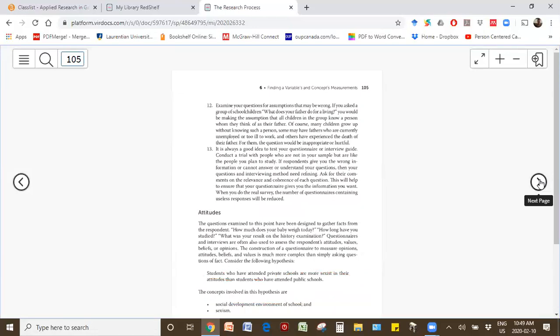Always, always examine your questions. You may have assumptions that you start with when you set out a questionnaire. You may have a bunch of school children that you ask, what does your father do for a living? You are making an assumption that all kids have a father? Correct. Or all kids' fathers are working. Correct, excellent.